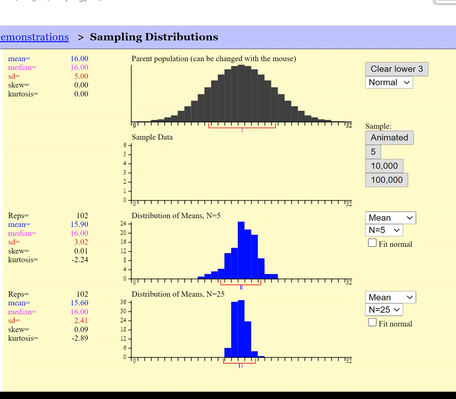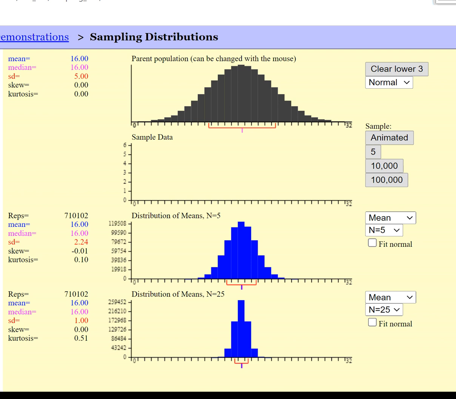And they're both starting to look normally distributed, aren't they? If I did 10,000, they're looking awfully normally distributed. If I do 100,000, they're looking very normally distributed, and we're getting the standard deviations we were expecting. If I was looking at my sample of 25, sigma over root n is going to be 5 over the square root of 25. The square root of 25 is 5. 5 over 5 is 1. So I'm expecting a standard deviation of 1.